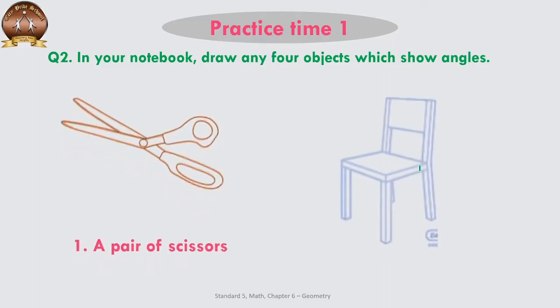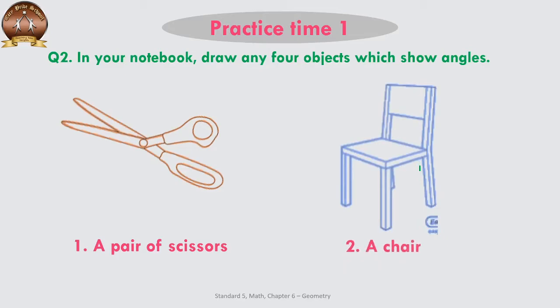This is the first object, that is a pair of scissors. Then the second one is a chair. You can observe the angle. Over here there is an angle. Over here there is an angle. In a chair the angle is over here. The angle is over here. The angle is over here. This side. Then this also makes an angle. Here also we have an angle. There are many places where we have angles.